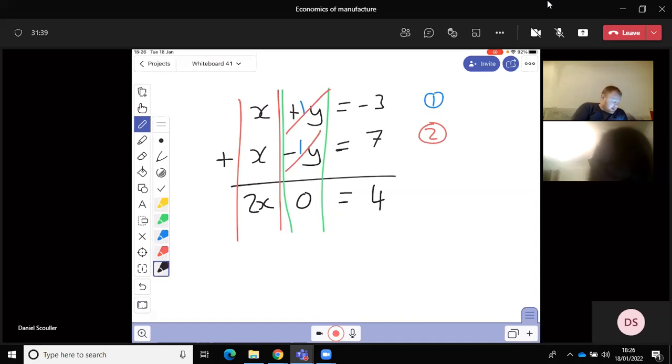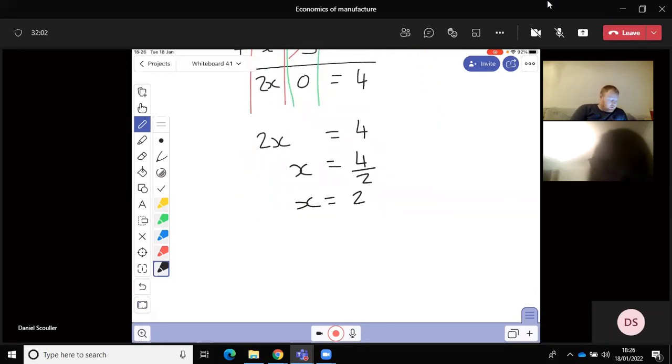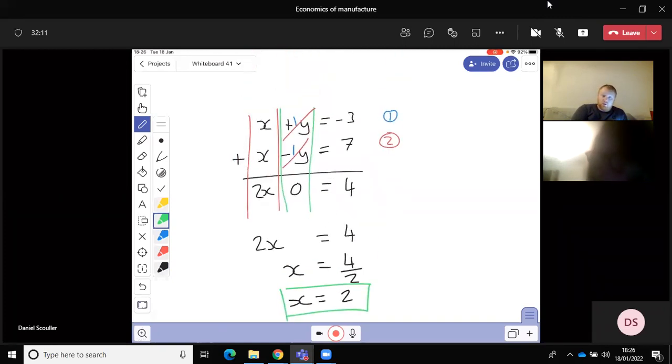That's left us 2x equals 4, which allows us to find out the unknown, which is x, by moving that 2 across. That leaves us with x equals 2. Then the next stage is we take that answer and we substitute it back into one of the original equations.